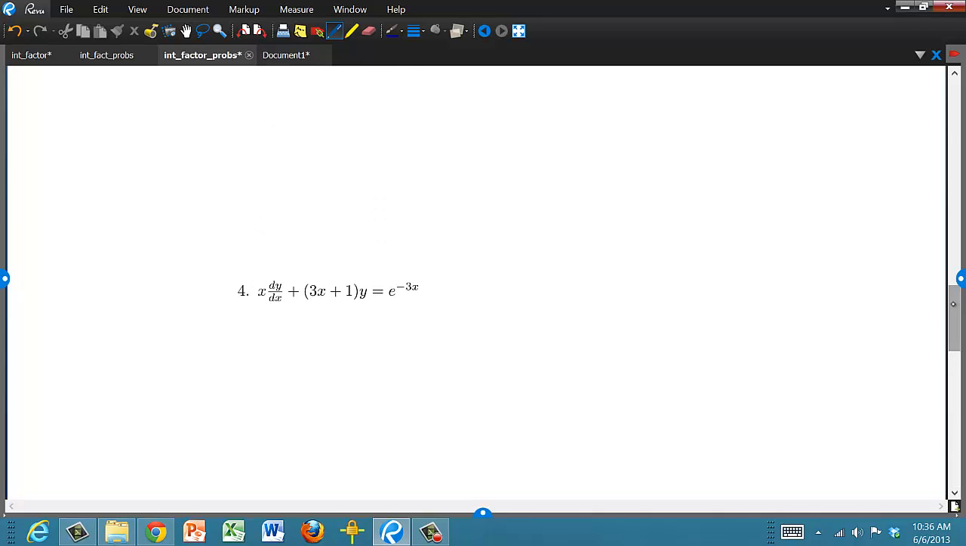Alright, so let's try one more. This one again, number 4, is not in the standard form, so I should put it in the standard form. dy dx plus, let me see, if I divide by x, I'll get 3 plus 1 over x, times y. That should be 1 over x e to the minus 3x.